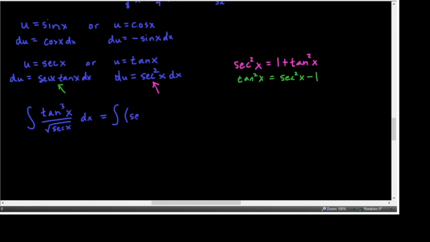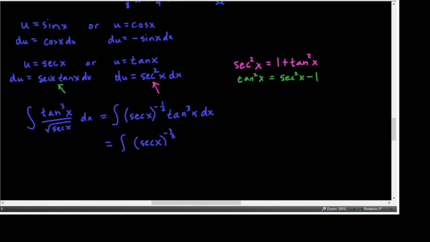Secant of x as a radical, a square root radical, is to the 1/2, and because it's in the denominator, that means it's to the negative 1/2, if we bring it up to the top of the fraction. Okay. Then because we're using the green one, we need a single secant of x and a single tangent of x. So I'm going to take one of the secants away from the secant to the negative 1/2. And if I take one away, that means I'm going to reduce the power by exactly 1. So that would become negative 3/2.